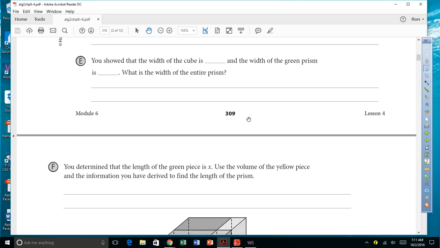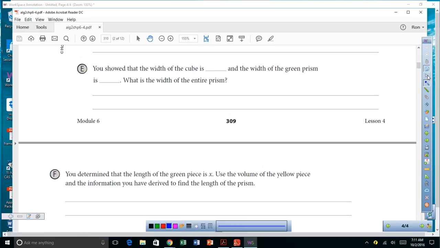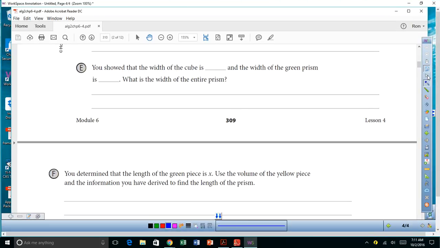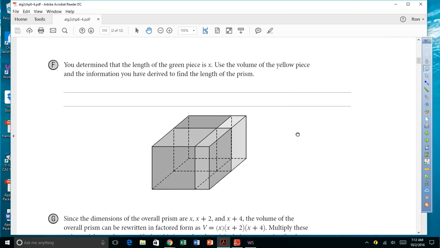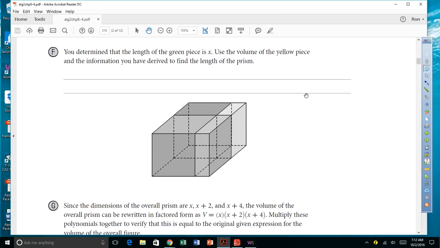You showed that the width of the cube is x, and the width of the green prism is 2. What is the width of the entire prism? X plus 2. You determine that the length of the green piece is x. Use the volume of the yellow piece and the information you have derived to find the length of the prism.